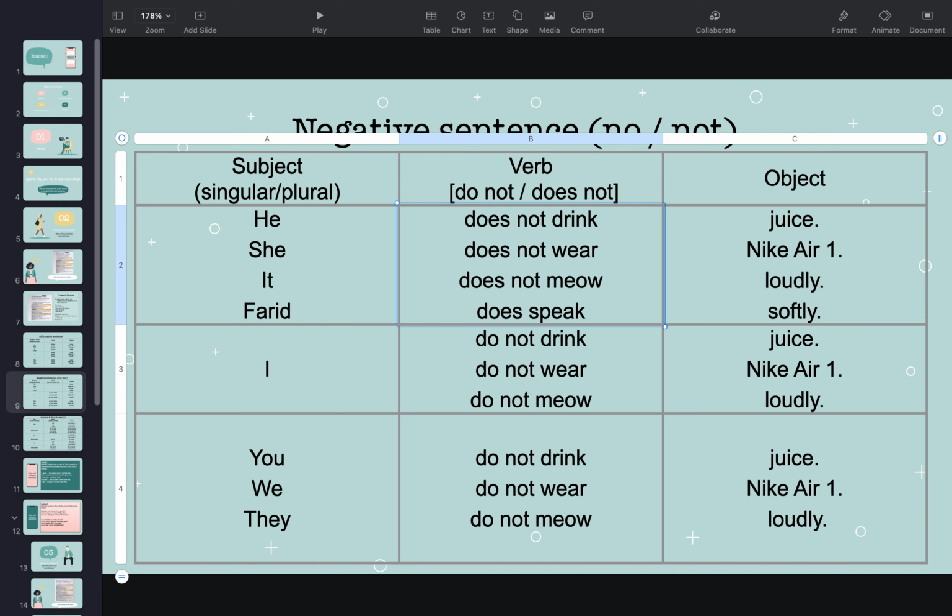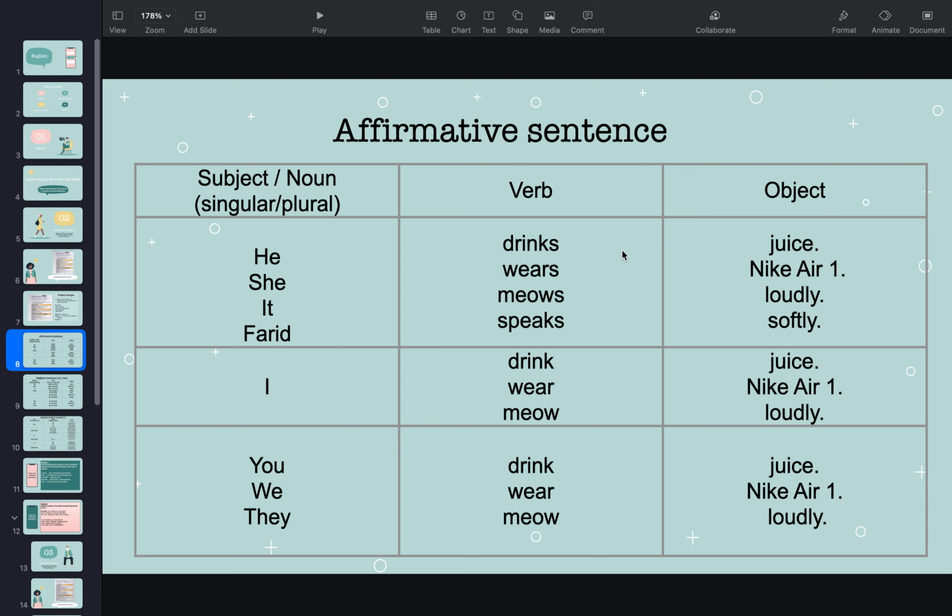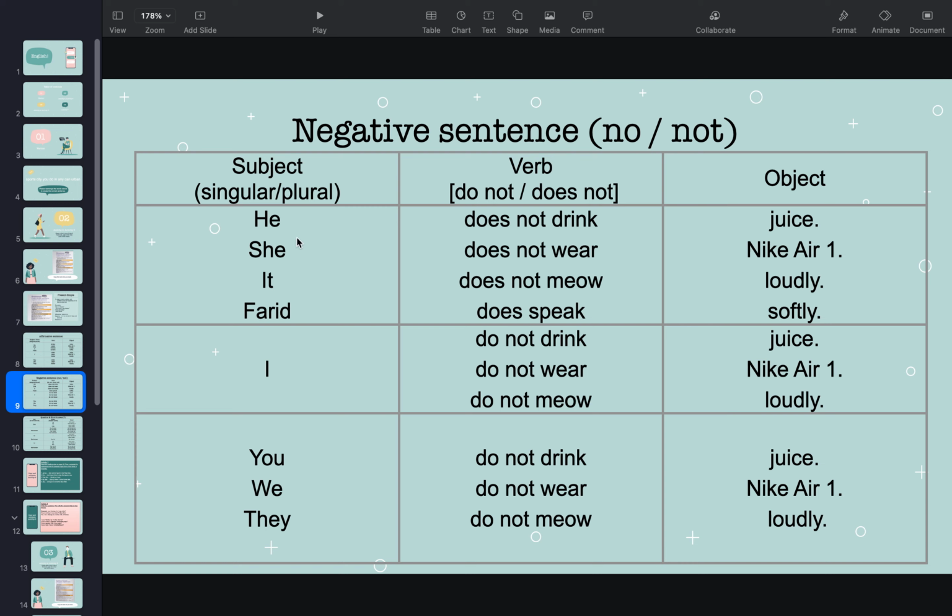Okay, perasan tak beza dia kat sini? Kalau sini, he drinks juice. She wears Nike Air 1. It meows. Dekat sini ada S kan? Ada S. Tapi dekat sini kita dah tak ada S dia. Nampak tak? He does not drink. Kita tak pakai he does not drinks. Sebab apa? Sebab dah ada perkataan does. Dia dah tunjuk dah. Ni seorang ni. He ni seorang. Seorang orang lelaki tak minum air jus.